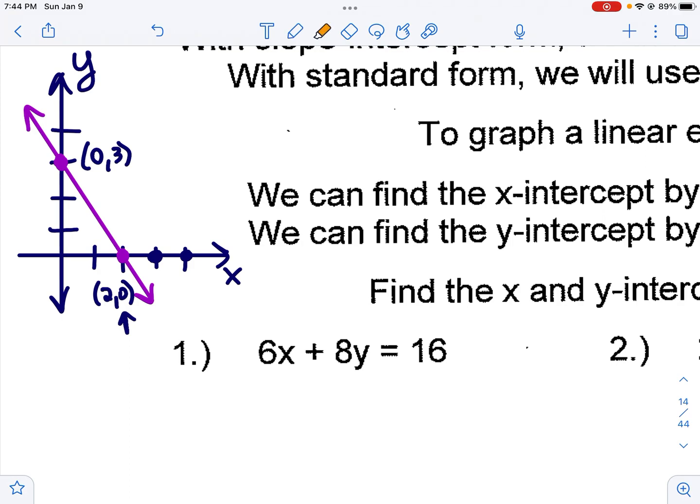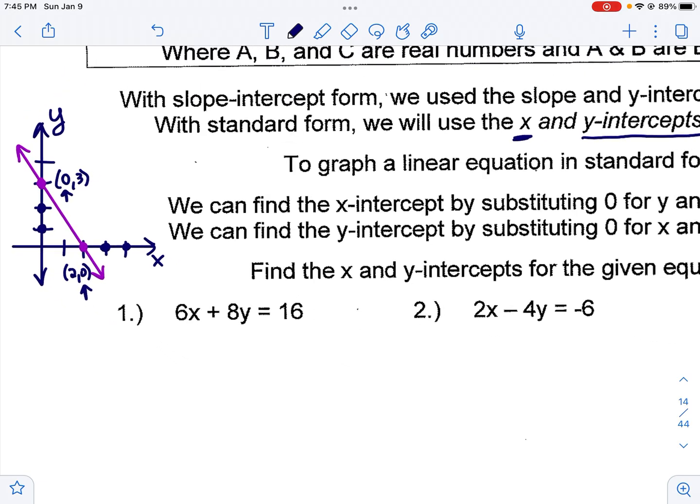If we think about it, for y-intercepts, we don't move to the left or the right. We only move up or down. So for all y-intercepts, the x value is always 0. And as we see here, this is 0, 3. If we went here, this is 0, 2, 0, 1. Again, so anywhere on the y-intercept, our x value is going to be 0.